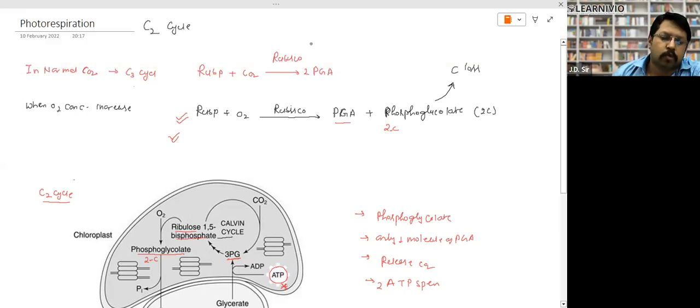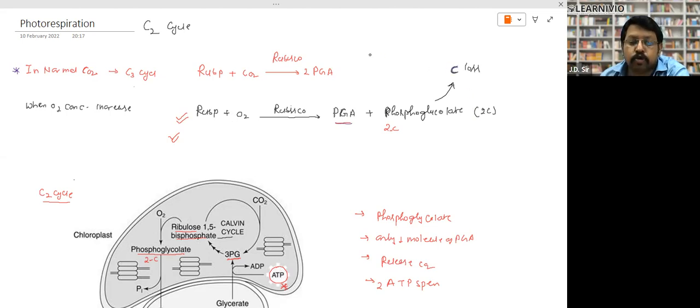I have already told you that RuBP combines with CO2 in presence of rubisco and forms 3-PGA. When CO2 concentration is normal, the C3 cycle will go on. But I have already told you that rubisco is capable of reacting with oxygen. When oxygen concentration increases, what will happen? This RuBP will react with O2 in presence of rubisco. Formation of one PGA, but also formation of a phosphoglycolate will take place and loss of one carbon atom.